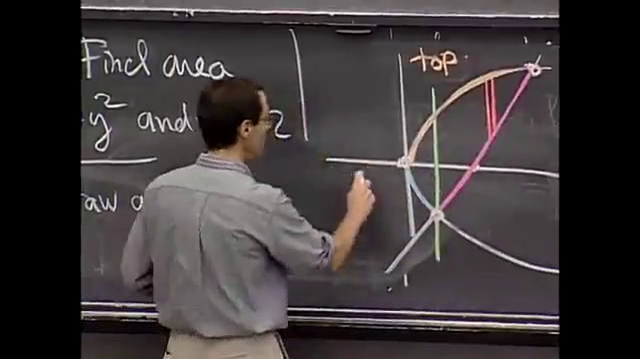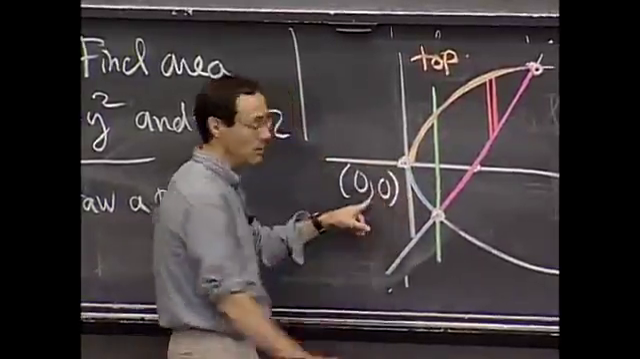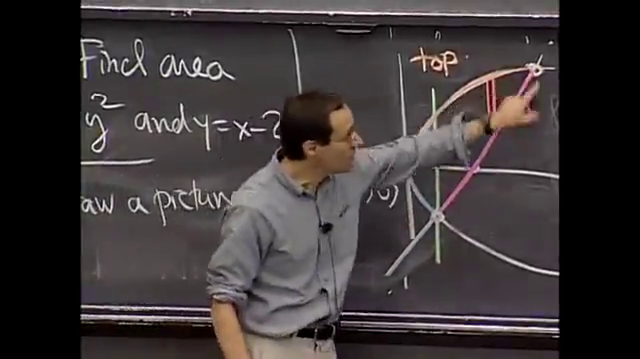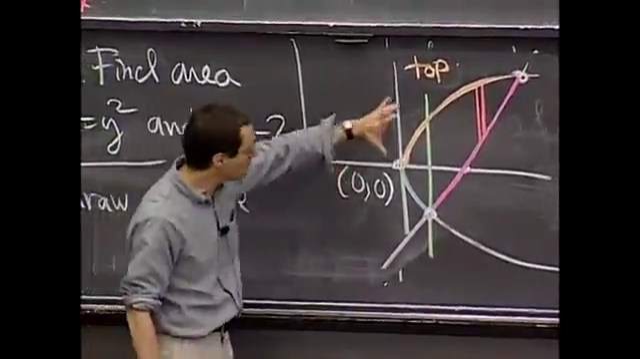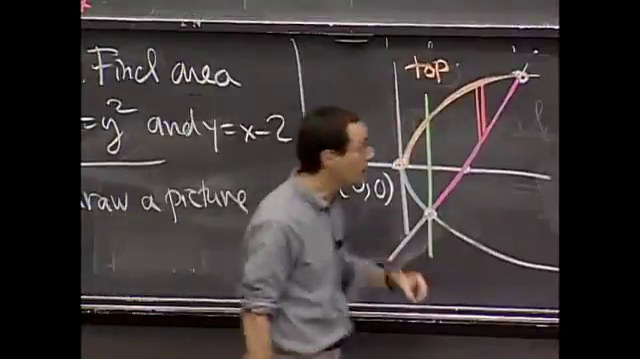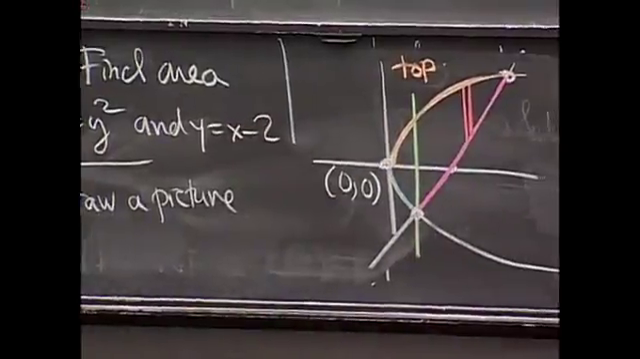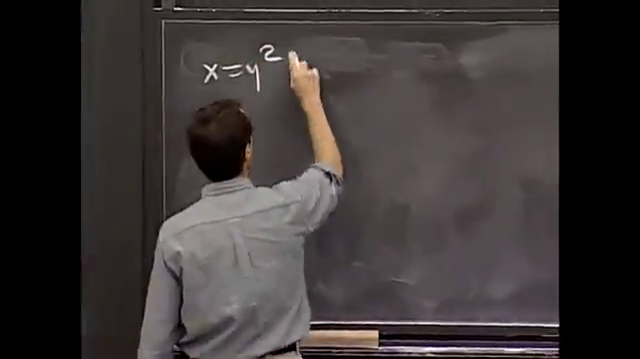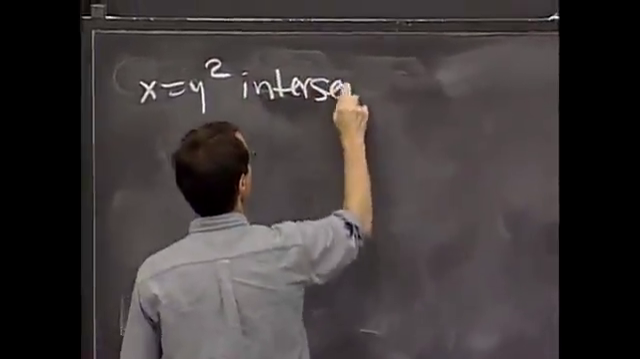This one is kind of easy. It's the point 0, 0. This point down here and this point up here are intersections of the 2 curves. I can identify them by the following equation. I need to see where these curves intersect.